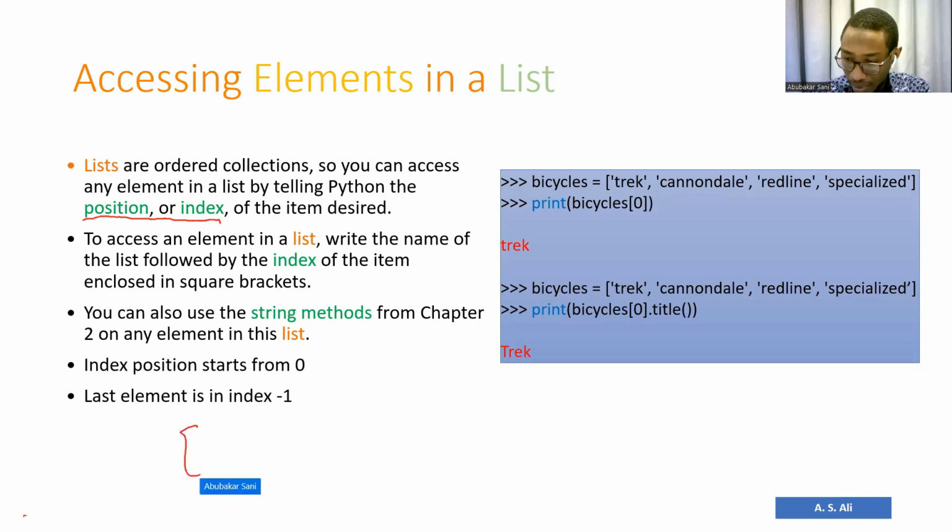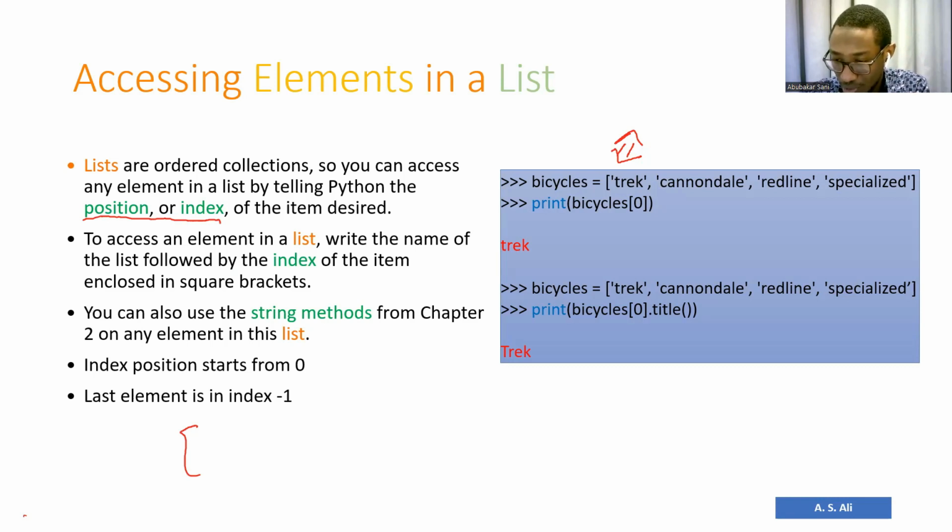For example, let's say I have these bicycles. We have 4 types of bicycles: Trek, Cannondale, Redline, and Specialized. I would like to know what bicycle is in the first position. In the first position, Trek. Maybe you have a collection of cars, and every day you want to pick a certain car based on the day. It is the first day of the month. You want to use the first car in the list of cars you have. So how do you do that?